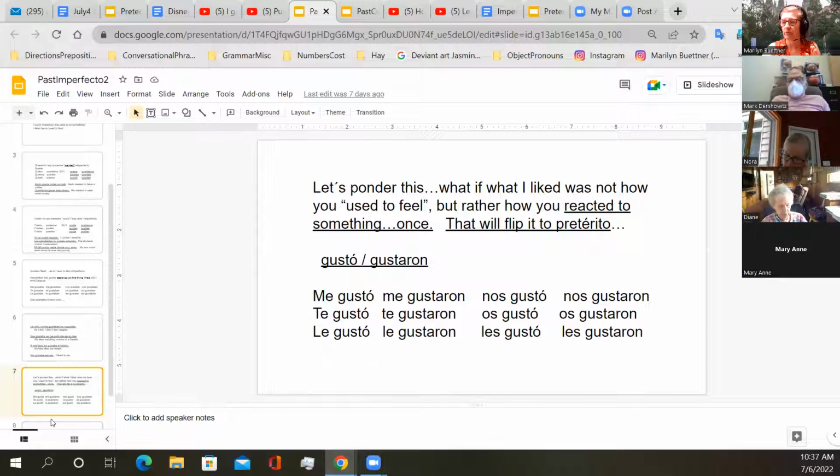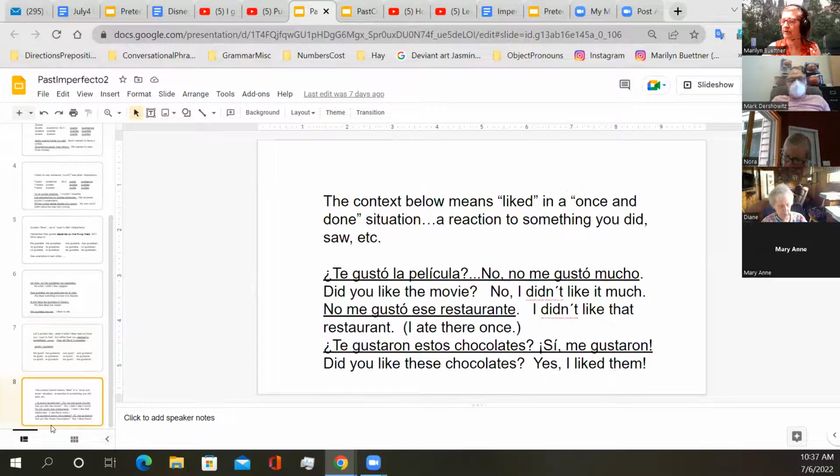And I do have examples. So with gustar, if we're talking about a one-time event, a reaction to one thing that you did, one thing you tasted, one thing you saw, one thing you experienced, right? A once and done thing, then we go into preterito.